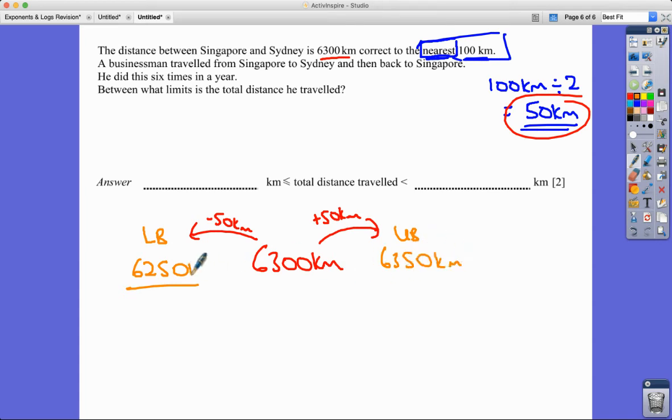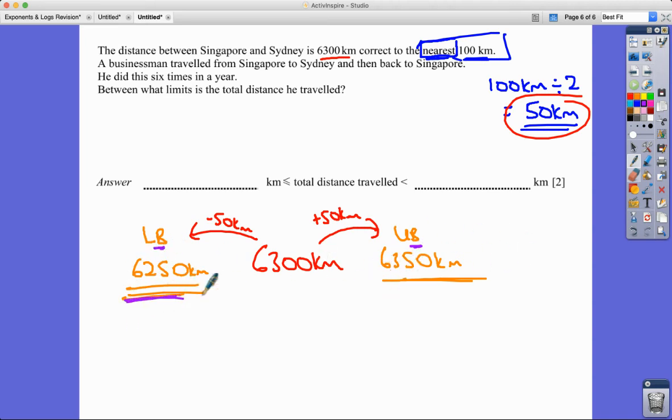Now, some people don't like this upper bound. They say, why is it not 6,349? But the thing is, you can get infinitely close to 6,350. You can have 6,349.999999999. It's still not quite there, but you would still round it to 6,300. And therefore, this is exactly that. It's the boundary. It's the place at which you would round again.